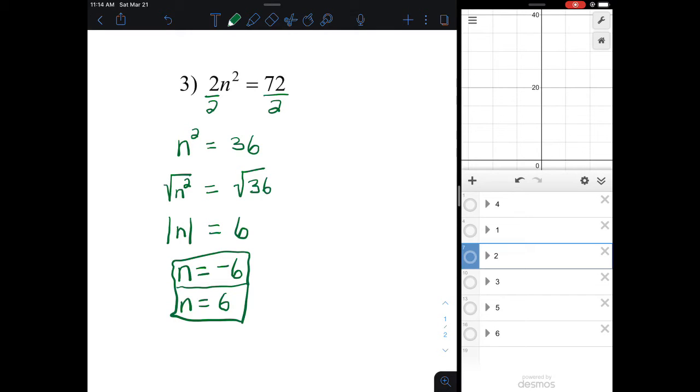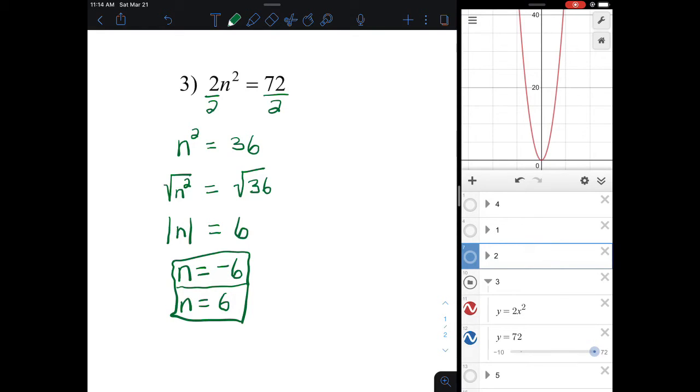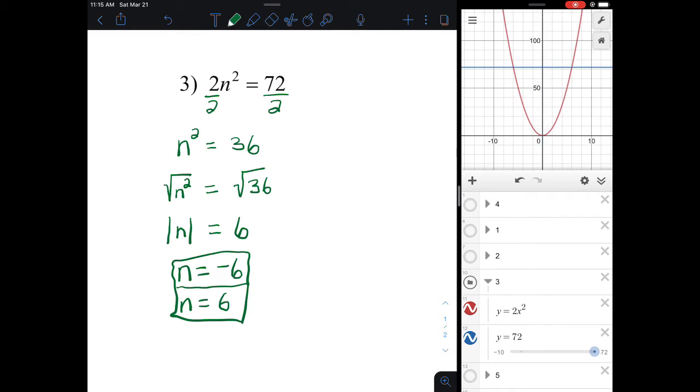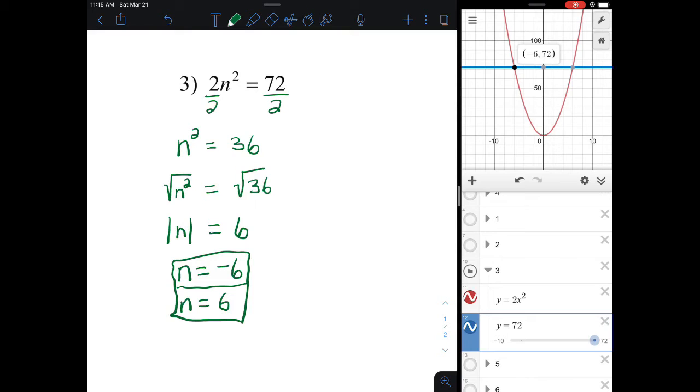And we can check that pretty quickly here and see the intersection with Desmos. So I graph my two equations, y equals 2x squared and y equals 72. And I'm looking for the point of intersection. So I'm going to zoom, see the intersection of the two curves, touch where they cross, and they cross at x equals -6 and x equals +6.